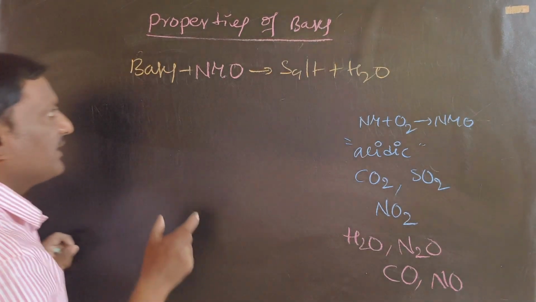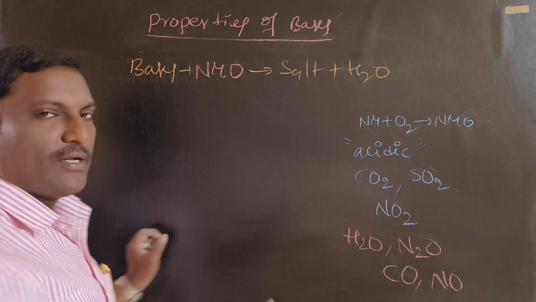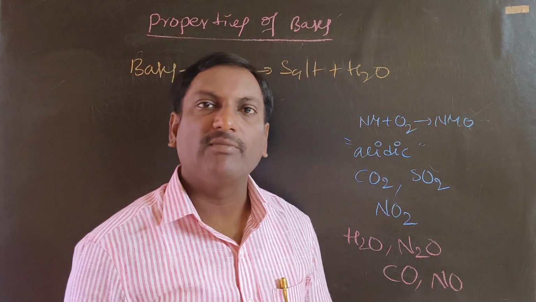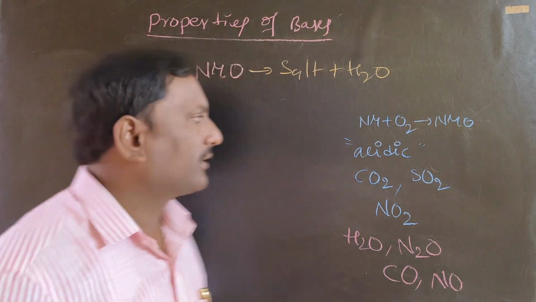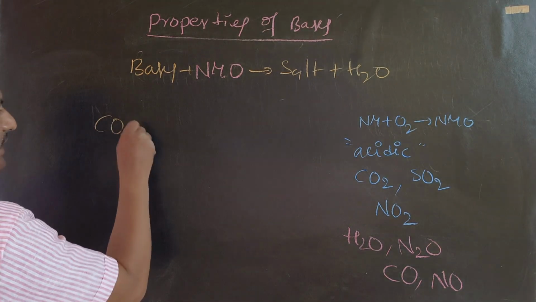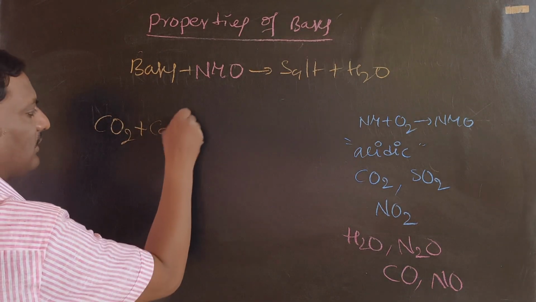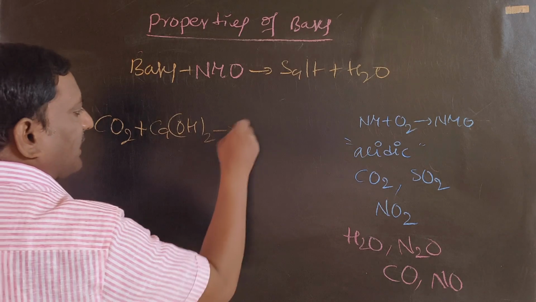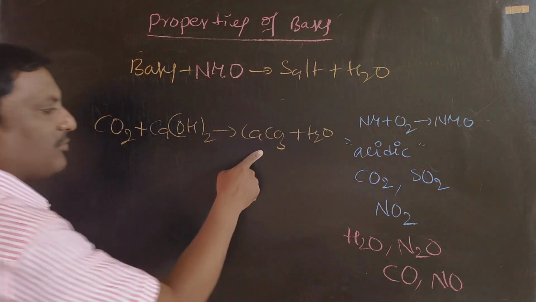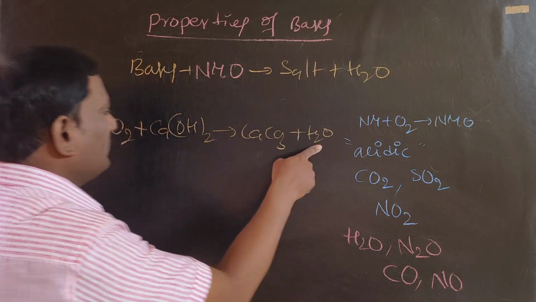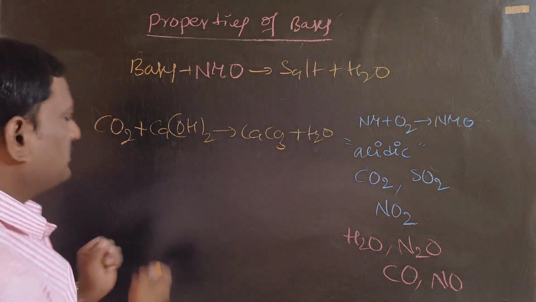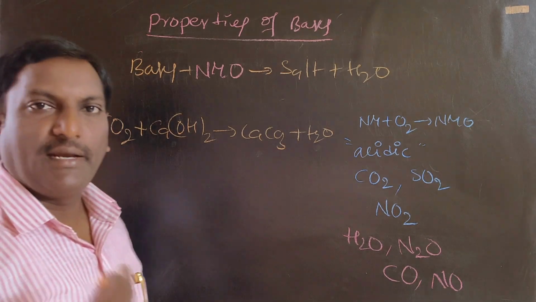So what is the reason behind that? Generally, non-metal oxides are acidic in nature. So that's why they are ready to react with bases and produce salt and water. Example: carbon dioxide when passed through lime water, you will get calcium carbonate along with water. Here calcium carbonate is a salt, and water is produced; the base is lime water, so the other reactant must be an acid. That means non-metal oxides are acidic in nature.